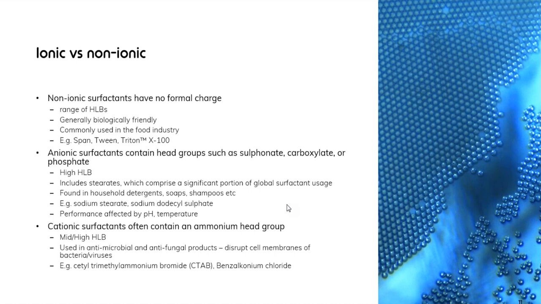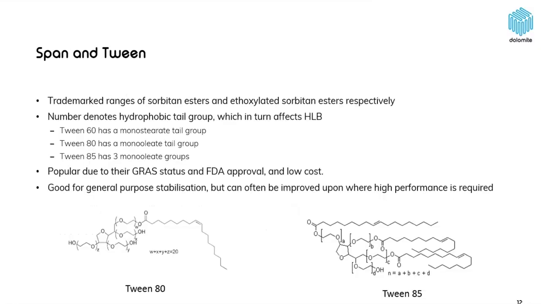I mentioned before SPAN and Tween, so these are non-ionic stabilizers used very commonly. I thought I'd briefly touch on these just to give an idea of the structures and what they're used for. They are trademarked materials, and they are a range of sorbitan esters and ethoxylated sorbitan esters, respectively. They have a number following their name, so Tween 20, Tween 60, SPAN 80. The number denotes a specific hydrophobic tail group. So that in turn affects the hydrophilic-lipophilic balance. Across that range of numbers, there's a range of different HLBs that you can use. So essentially, you can tune your Tween or SPAN to best suit your emulsion.